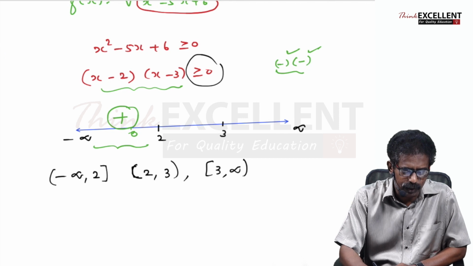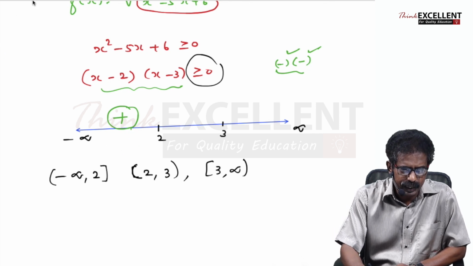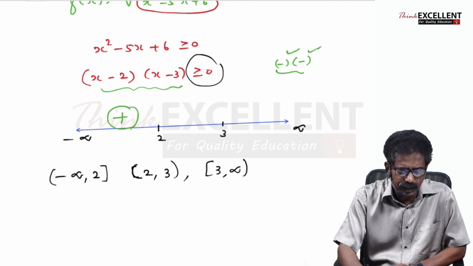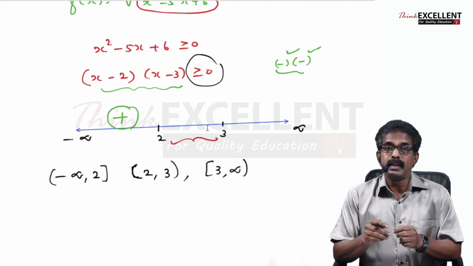So you may have some more doubt. I'll explain one more time. The second one I'll teach you. Please listen. Now we take the second interval. What is the second interval? The second interval is 2 to 3. So take a number between 2 and 3.